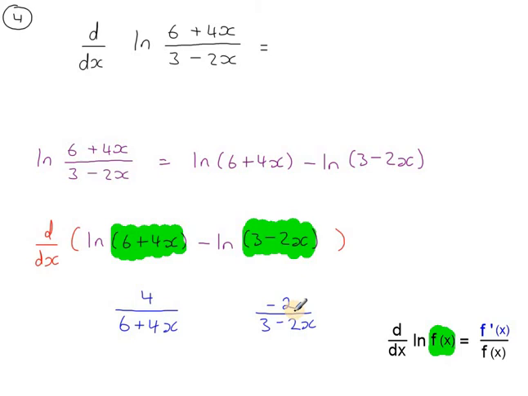Now there was a minus in between the terms, I'll put that here, and we can see that minus and that minus can cancel, like so. And we can see these are all multiples of 2, so we can cancel these down, like so. So the derivative of ln of 6 plus 4x over 3 minus 2x is given by these two fractions. For practice, try these questions.